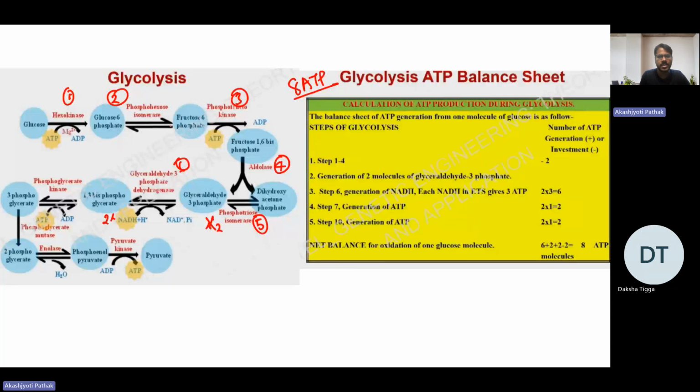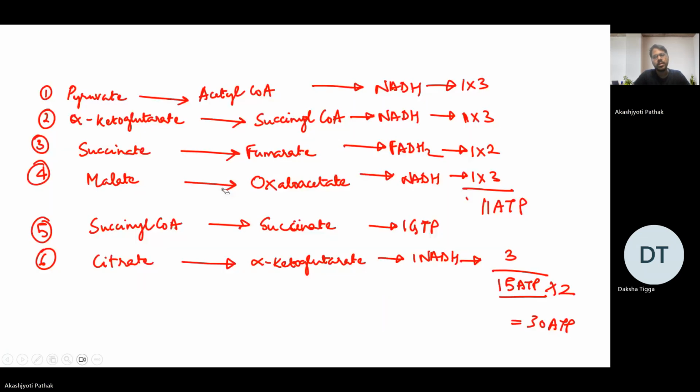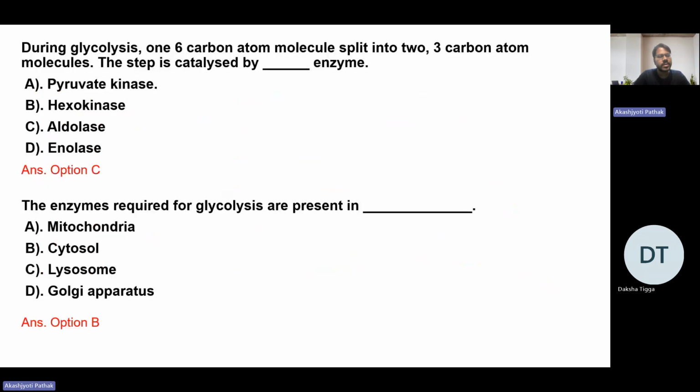This step, fructose 1,6-bisphosphate, is converted into glyceraldehyde 3-phosphate and dihydroxyacetone phosphate. Okay, right. Then coming to this question, enzymes required for glycolysis are presented.